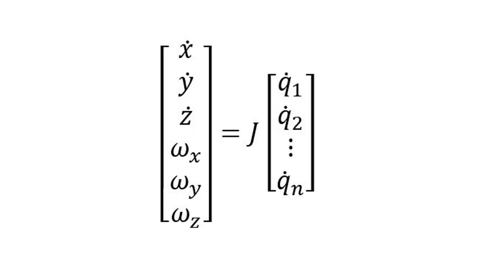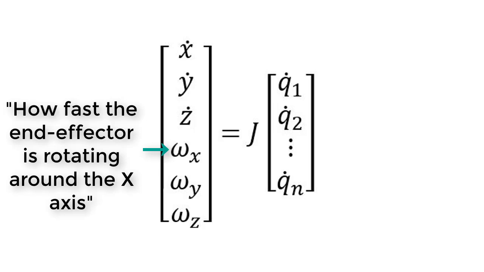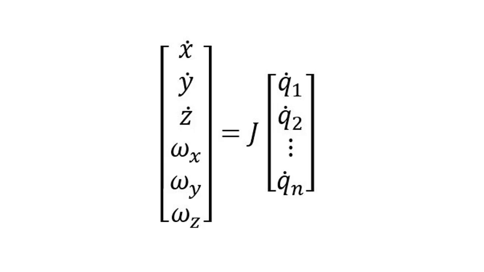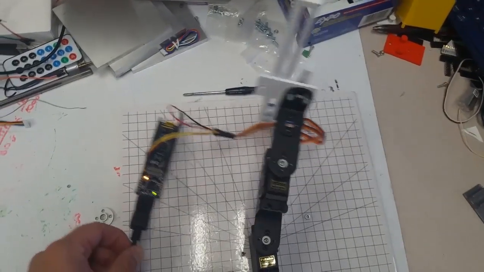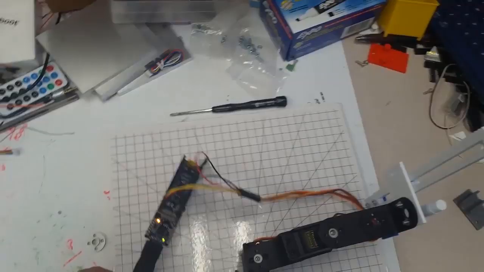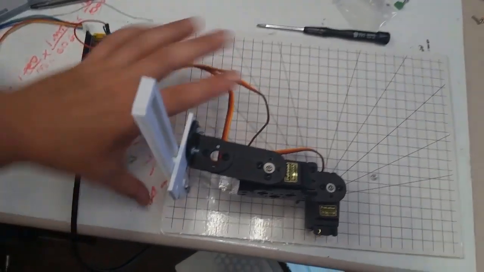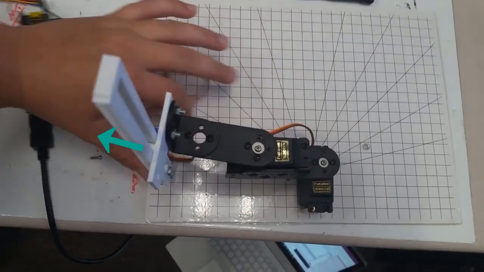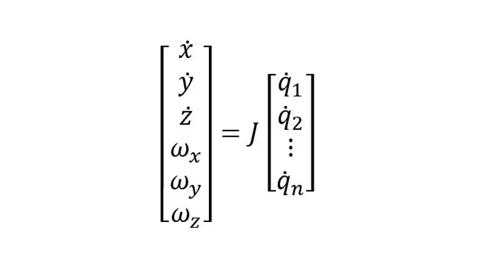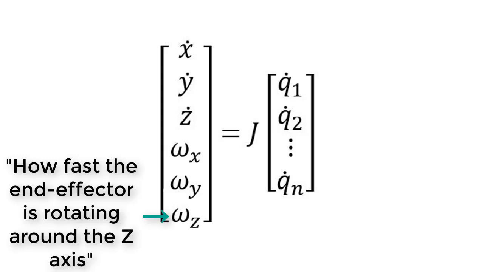Okay, so what do these next three elements mean? Omega x, y, and z. These parts say how fast the end effector is rotating around each of these axes. For example, watch what happens with the marker as the servo moves. Before the movement starts, part of the label of the marker is pointed to the right. And after the movement, that same part of the label of the marker is pointing to the left. So during the motion, the marker has rotated around the z-axis. This thing here, omega z, says how fast the end effector is rotating around the z-axis during the motion.